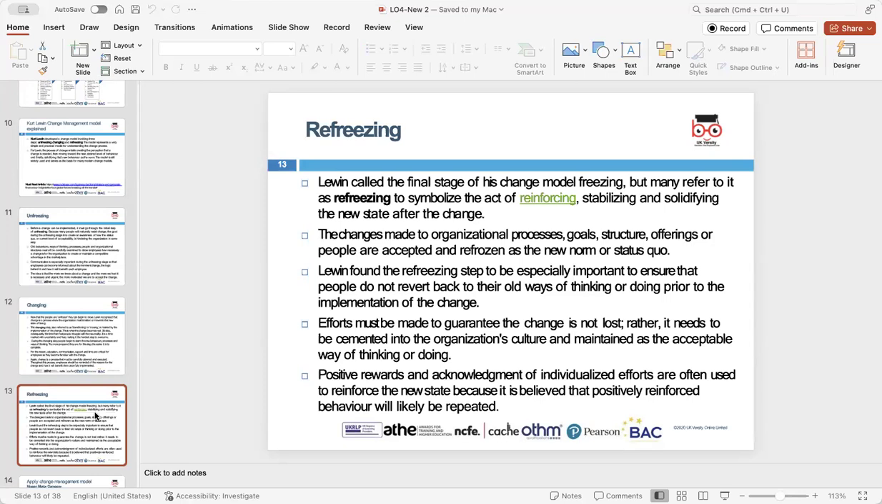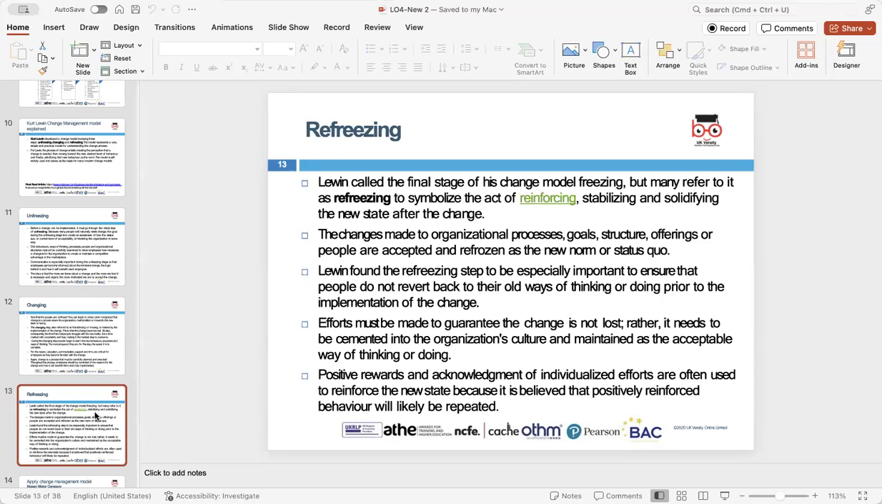Refreezing, the final stage. Lewin's final stage is known as refreezing. In this stage, the changes that have been made need to be stabilized, reinforced, and solidified as the new norm within the organization. This is a critical phase because without refreezing, there is a risk that individuals may revert to old habits and ways of thinking.